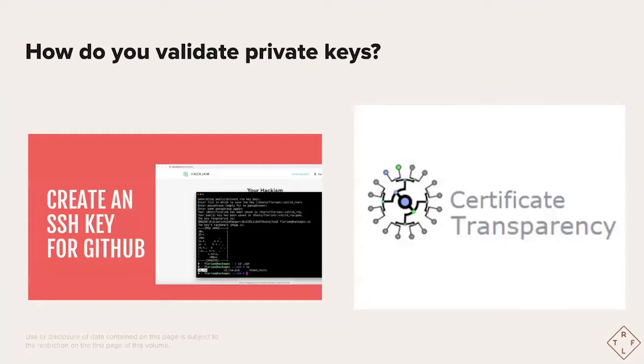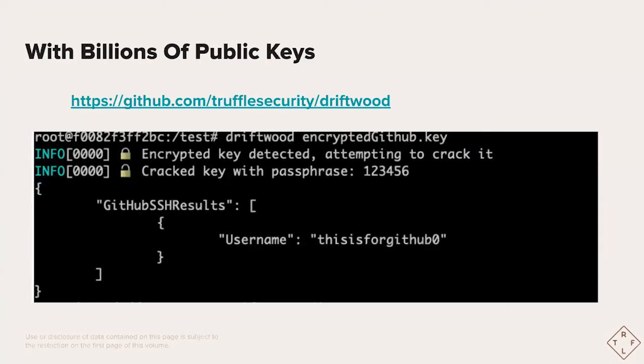And what we ended up with is a database of billions of public keys that we know pair with sensitive things that can either log into people's GitHub accounts or can be used to encrypt SSL traffic. And we open sourced a tool called Driftwood that allows you to instantly take a private key and do this index lookup and tell you whether or not it pairs with somebody's GitHub account. So here you have an example of that.